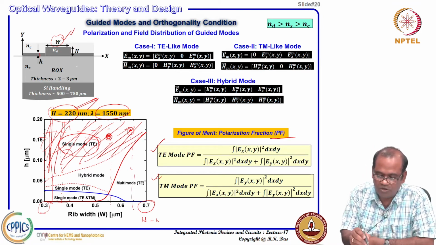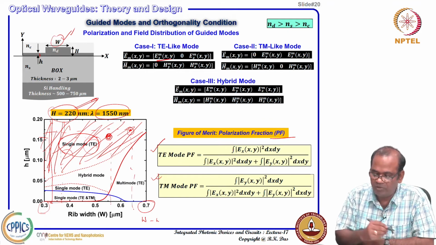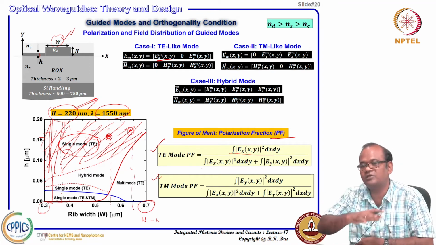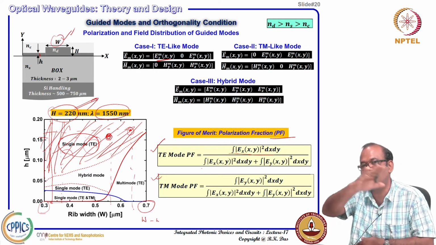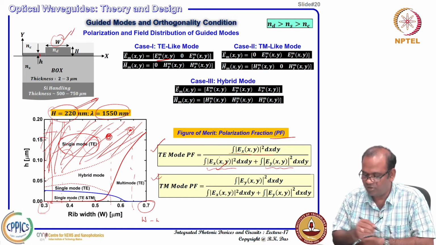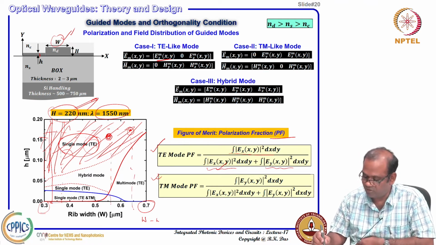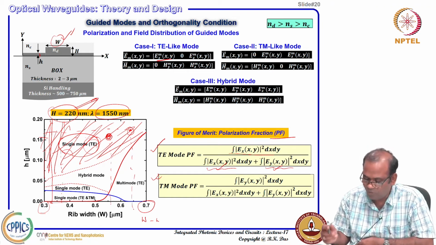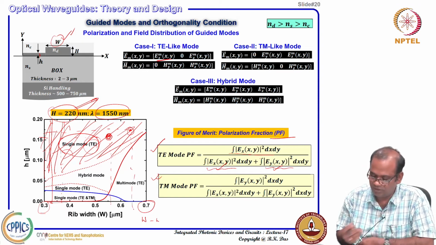If you say TE mode, normally we say that the X component will be dominating. We take the X component intensity squared, integrate over the entire waveguide, and then normalize with the total intensity of the X and Y components. Intensity contributed by the X component plus intensity contributed by the Y component are added, and we normalize to find the fraction of the Ex component. That is what this measures.